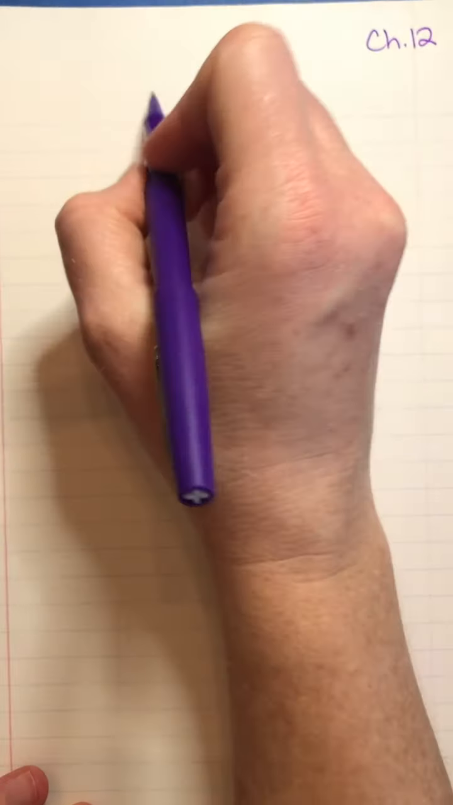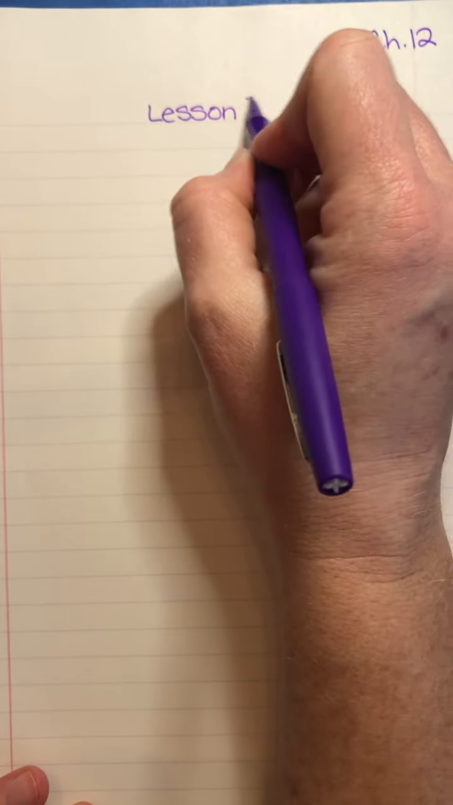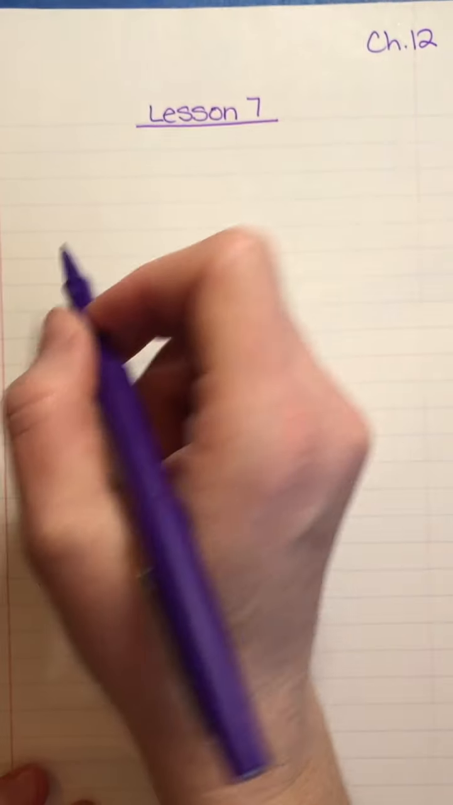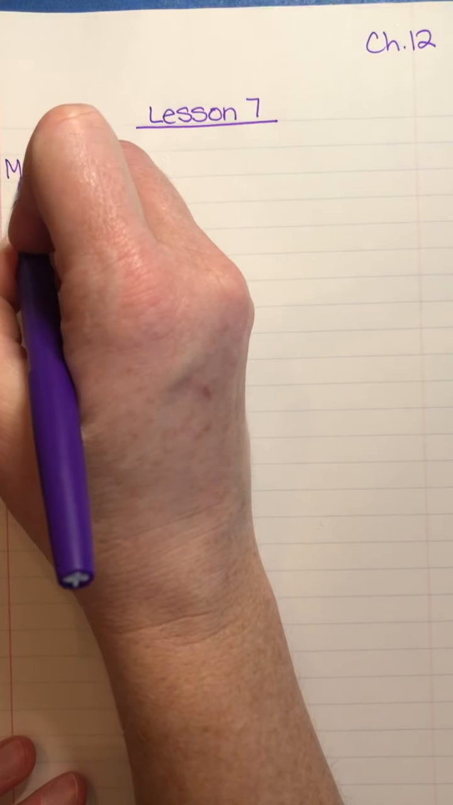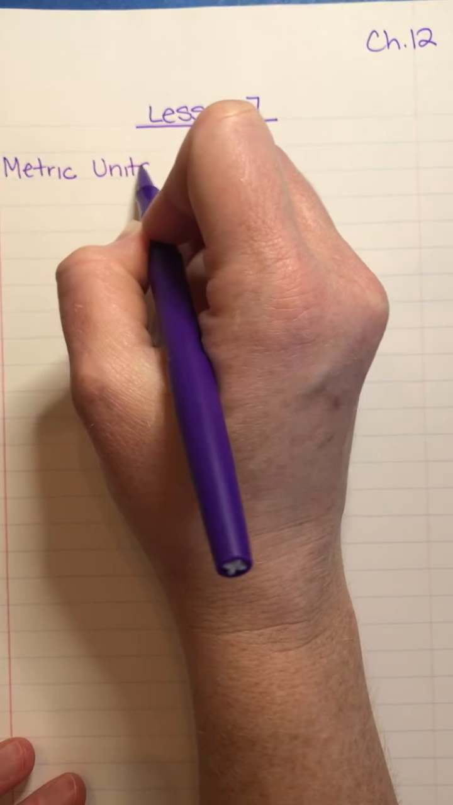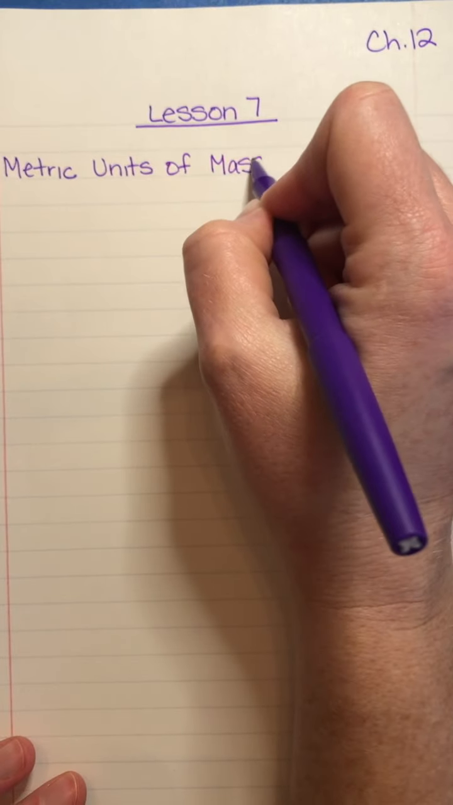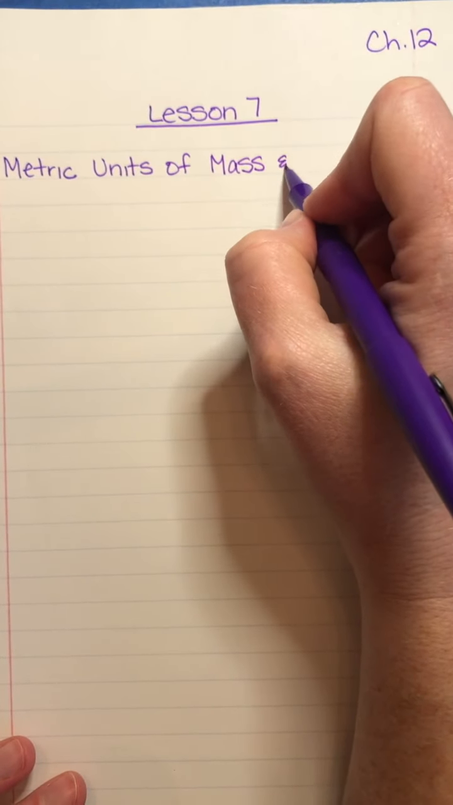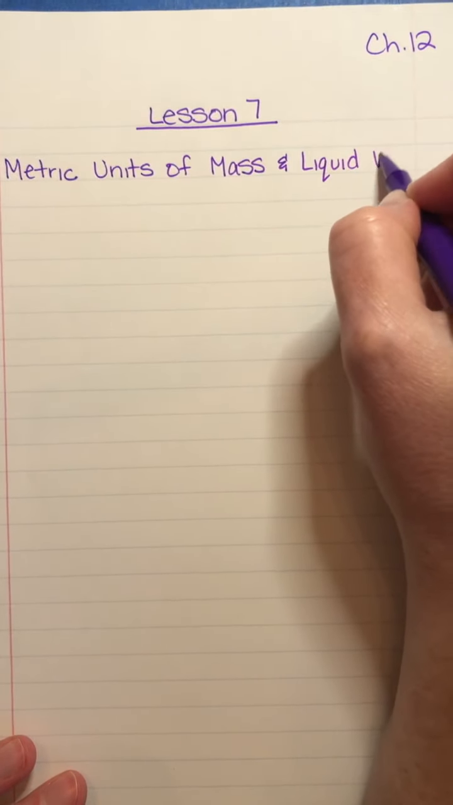Hey guys! For today's lesson we are going to be working in chapter 12 and we will be working on lesson 7. And today's lesson we're going to combine two different units of measure. So we're going to look at metric units of mass, which in the United States would be weight, and liquid volume.